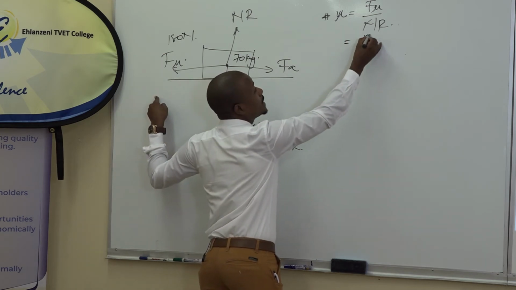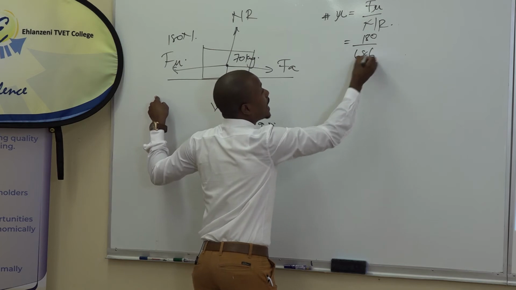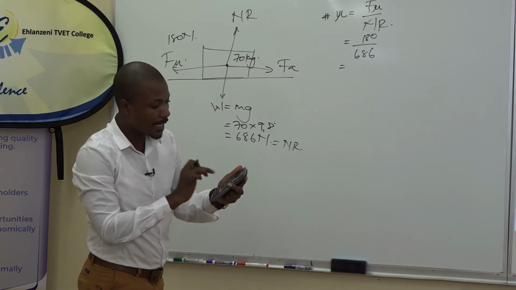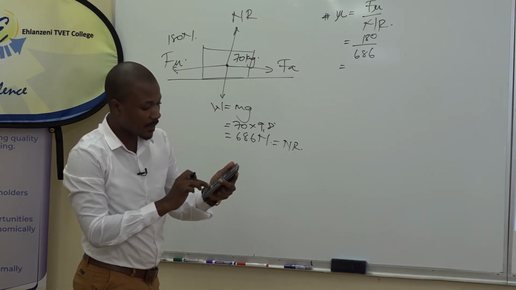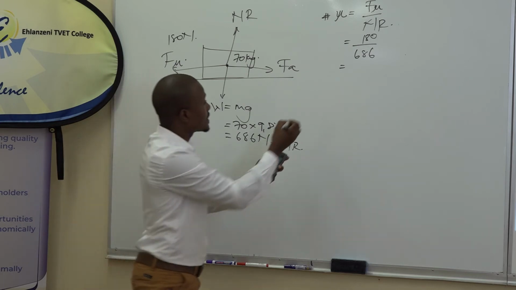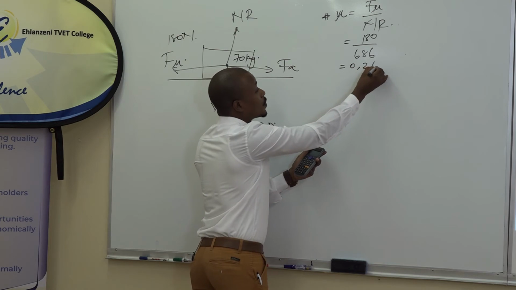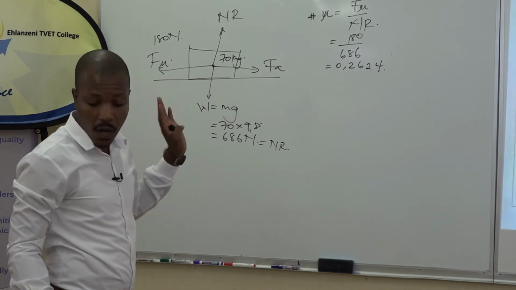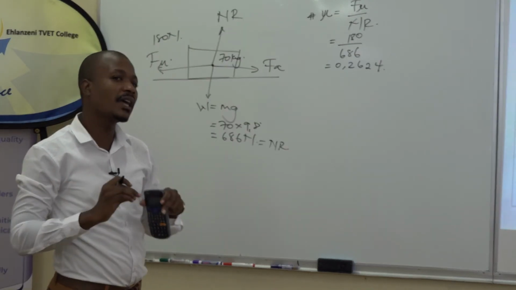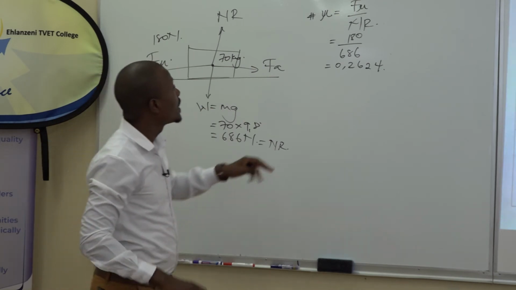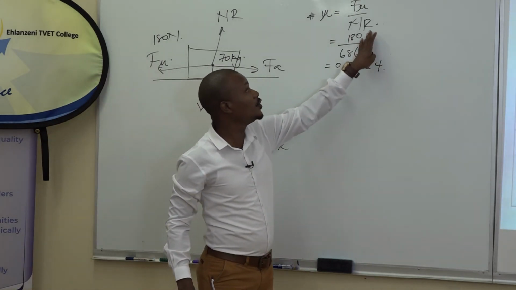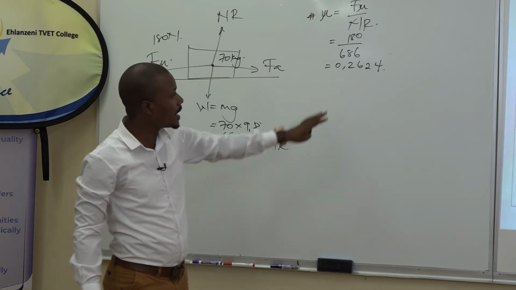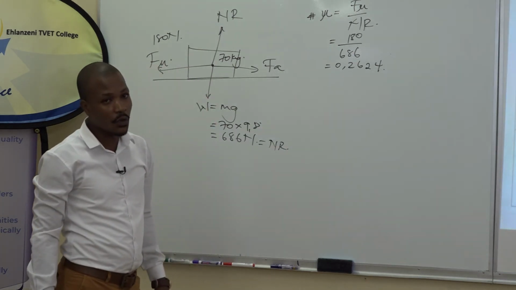So we can just substitute these values here. We have 180 divided by 686. If we punch that in a calculator, 180 divided by 686, this should give us 0.2624. That is the value of our coefficient of friction. Now, the coefficient of friction will not have SI units. The reason is our frictional force is measured in Newton and our weight is measured in Newton. These units will cancel out, so we will not have units for the coefficient of friction.